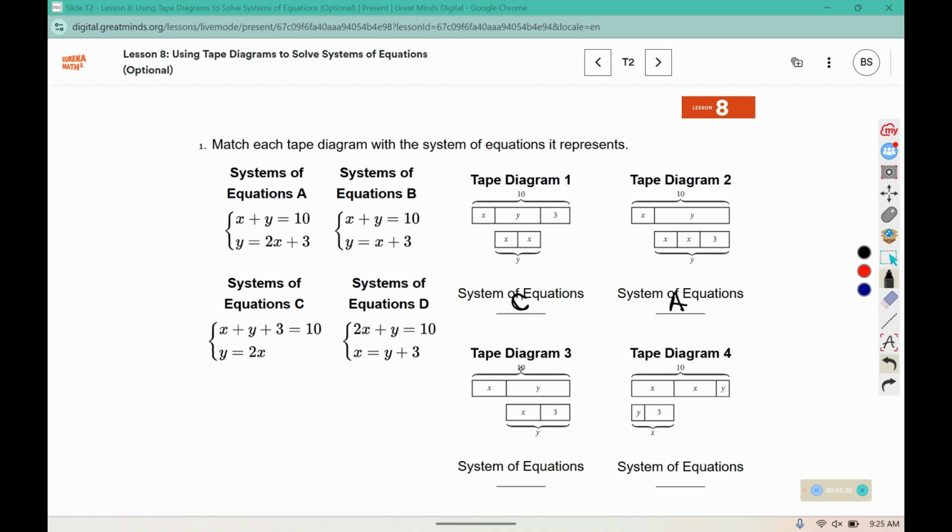x plus y is 10, x plus 3 is y. That is system B. This one has 2x plus y is 10, and y plus 3 is equal to x. So that is system D.